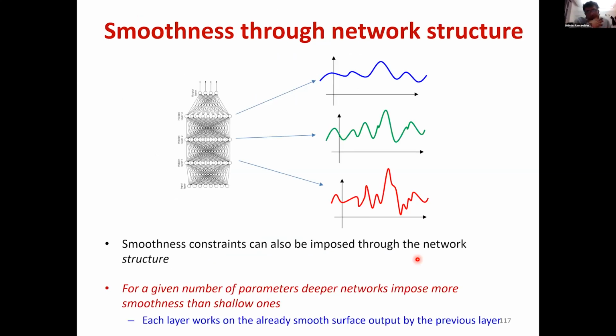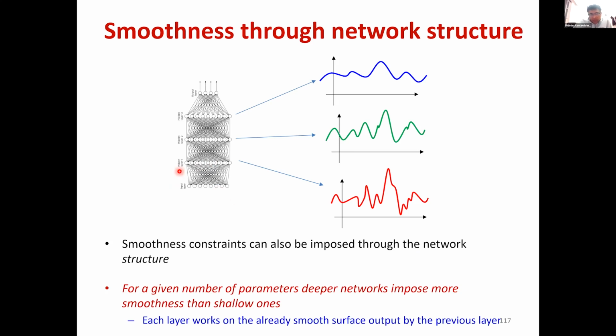There's another way of imposing smoothness, and this is through network structure. Smoothness constraints can be imposed through the network itself for a given number of parameters. If I redistribute the same number of parameters in the form of a deep network versus a wide and shallow network, then you get smoothness, because each layer sort of warps the output of the layer underneath it.